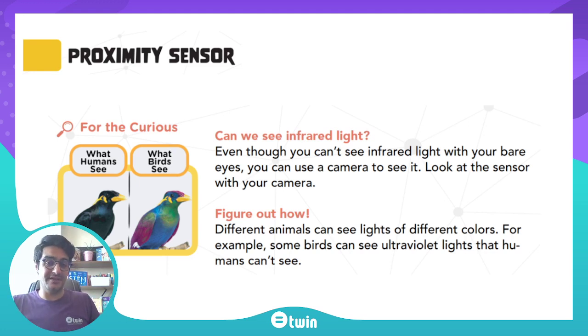Different animals can see lights of different colors. Some birds can see ultraviolet light that humans cannot see, because when they are flying over lots of trees and lots of flowers, they need to find something to eat. This ultraviolet vision helps them to spot the other animals that they can eat in the jungle. It's a very nice way to explain to children how proximity sensors work.